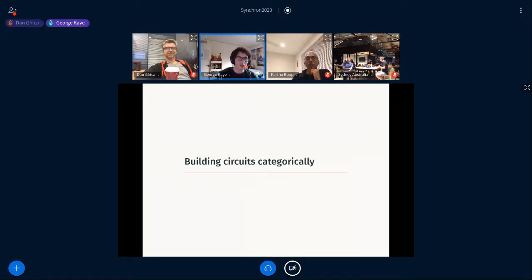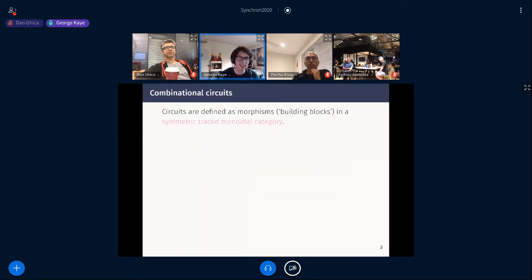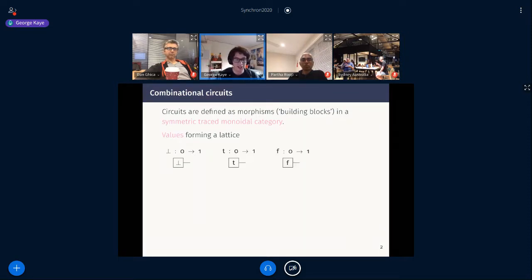So how do we build a circuit categorically? We define circuits as morphisms, or building blocks, in a symmetric traced monoidal category. So what are our base building blocks? Well, we've got these values that form a lattice. We have a bottom element, this disconnected wire. We have our two middle ones, true and false. And then right at the top, we've got this top element, this short circuit where everything goes wrong.